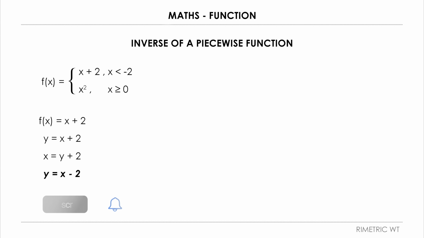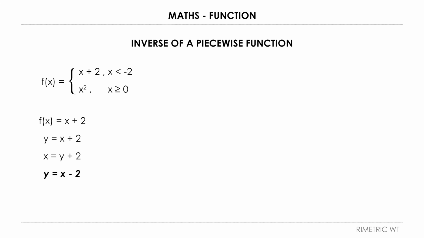Then we solve for y by subtracting 2 from both sides, which gives us y equals x minus 2. Now here is the part that students often miss. What is the new domain? When we invert each piece, its domain also changes. To find the domain of an inverse piece, we need to find the range of the corresponding original piece.